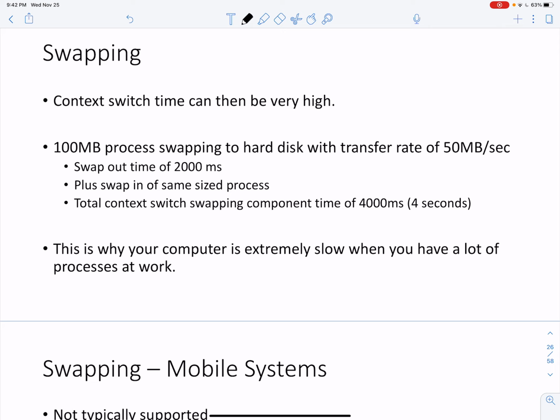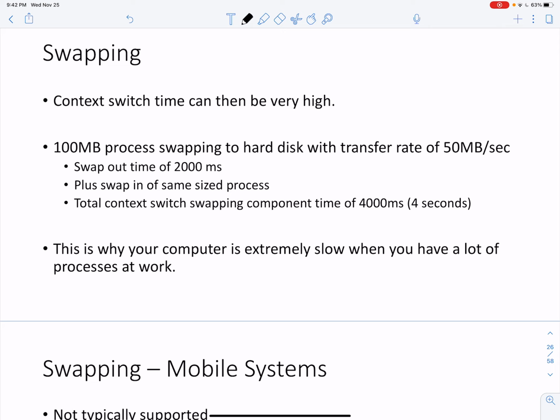And then if we want to swap in a process of similar size, it will be another 2 seconds. And then in total, it will be 4 seconds. Yes, just 4 seconds for us. In those 4 seconds, we don't execute any instruction. We just swap one process out and swap one process in.